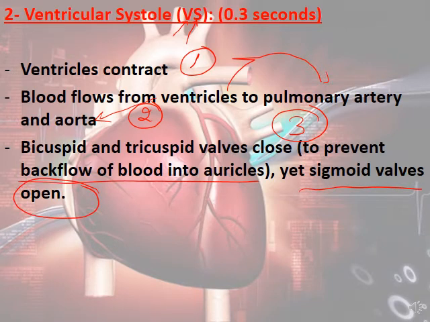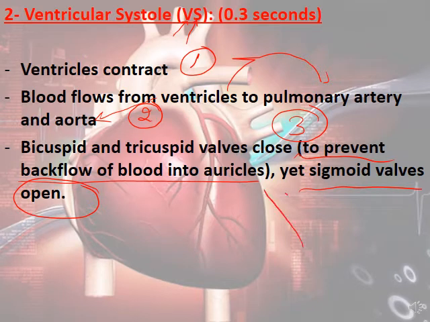So let's repeat this. In the ventricular systole, the ventricles contract. The systole is the contraction. The blood flows from the ventricles to the pulmonary artery and to the aorta, and then the bicuspid and tricuspid valves close. Why? To prevent the backflow of the blood into the auricles, since the blood moves from the auricles to the ventricles, and to prevent its backflow to the auricles, while the sigmoid valves open.